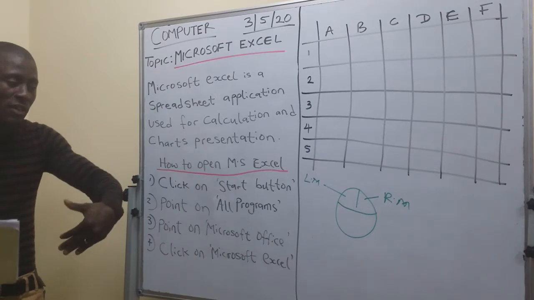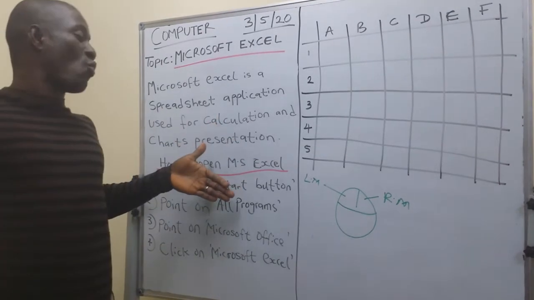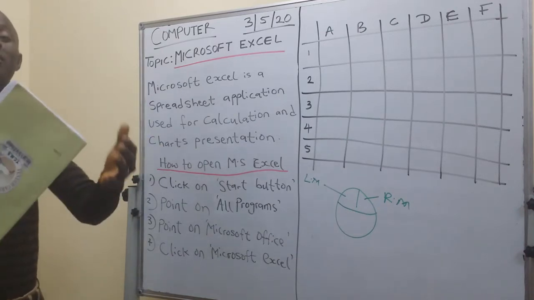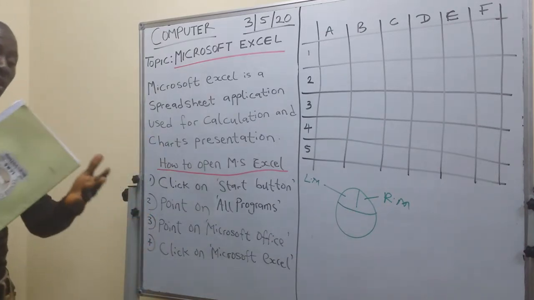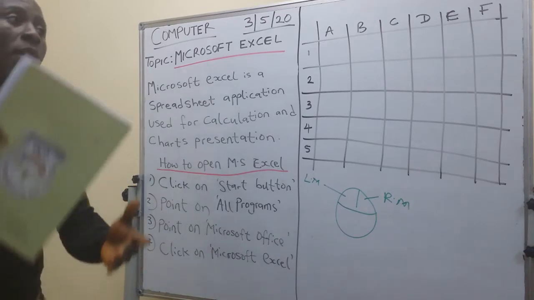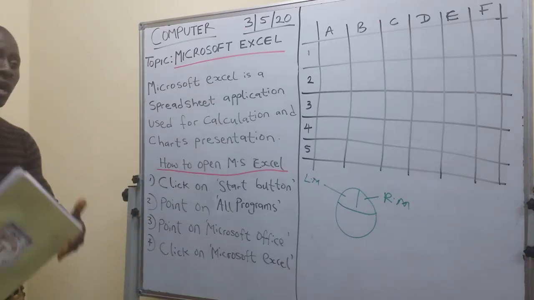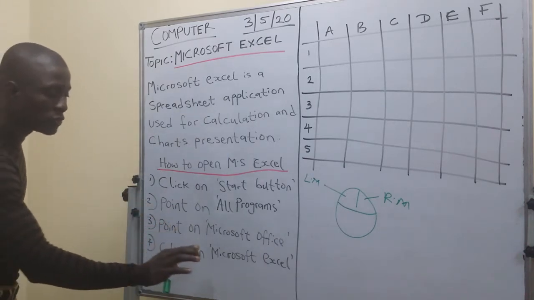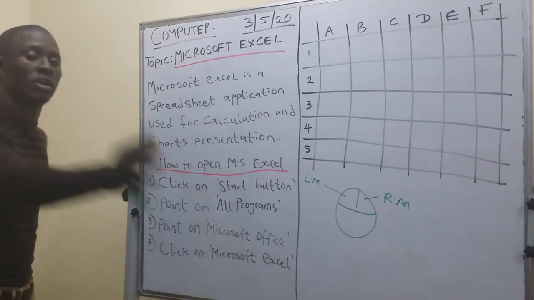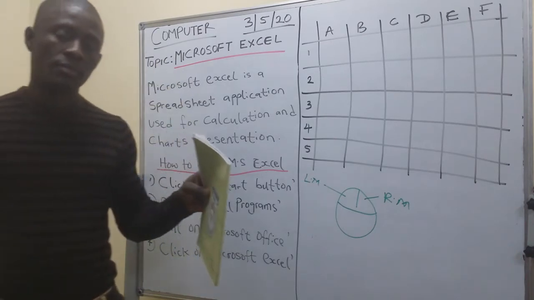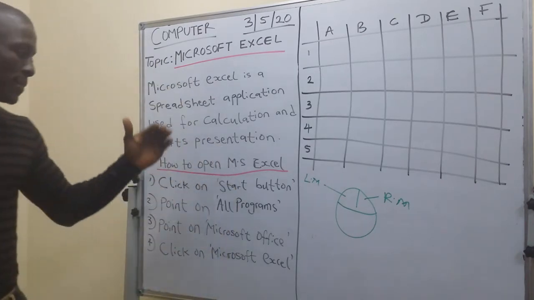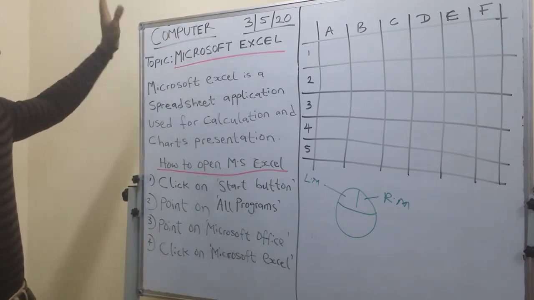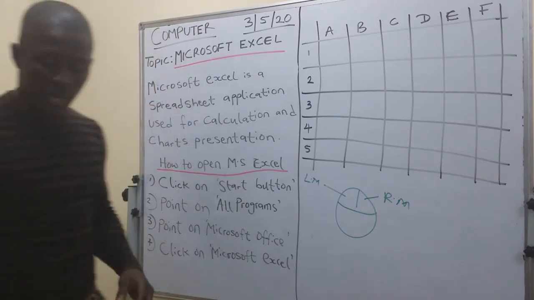Then the office will open and show you what is in it. Now you see everything inside the office. You will see Microsoft Word, Microsoft Excel, Microsoft PowerPoint, Microsoft Publisher, Microsoft Access, and all. So you move to Microsoft Excel, click on it, and it will open. Is that clear? Before I end the class, I will display it using the projector for you. I will do the same thing, then you see. All right.